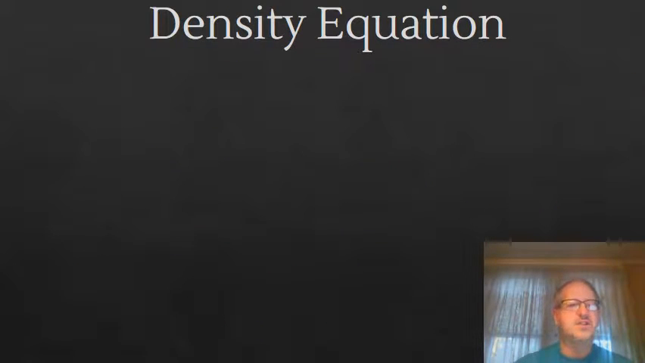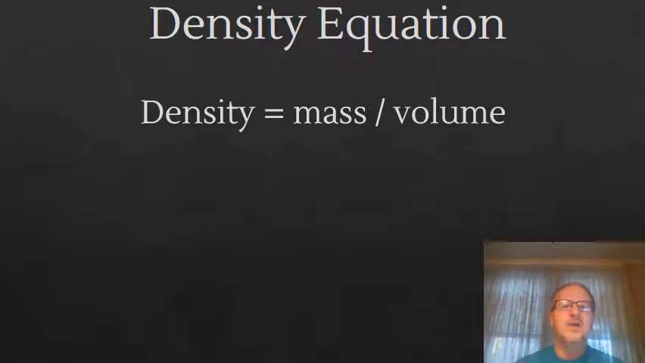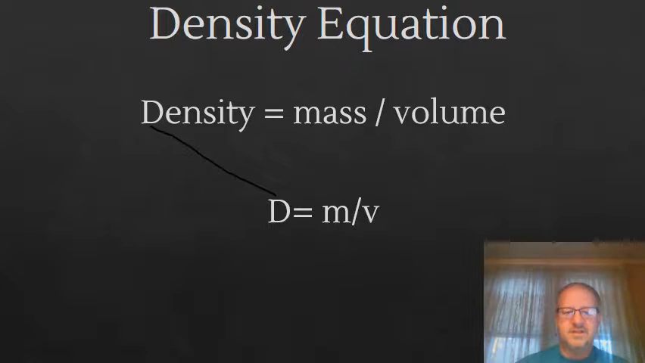That brings us to the density equation. To calculate density, we simply divide mass by the volume of the object, and that will tell us what the density is. We can use the symbols D for density, M for mass, and of course V for volume. Pretty straightforward, easy to remember. Each symbol is the first letter of that word. That doesn't always work, but in this case it does, so that's good.